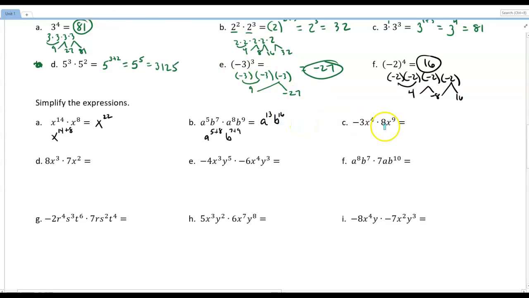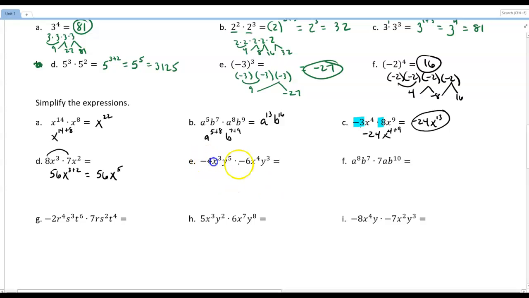Now the next one, before I go and do this, I have to multiply what we call the coefficients, right? Negative 3 times 8 is negative 24. Now when I multiply the bases of x, I'm going to go ahead and add those exponents. I'm going to get negative 24 x to the 13th. The next one, 8 times 7 is 56. X to the 3 plus 2 would be 56x to the 5th power.